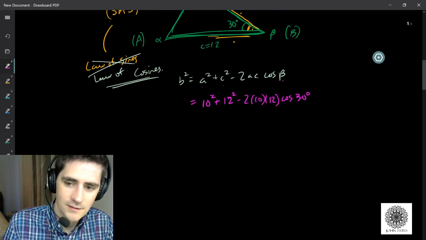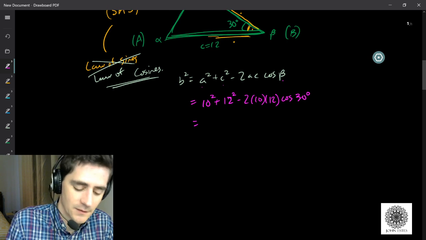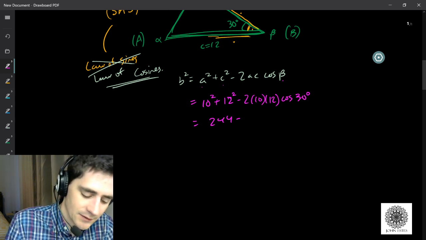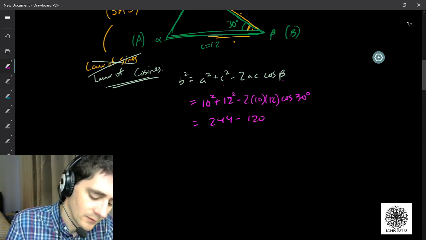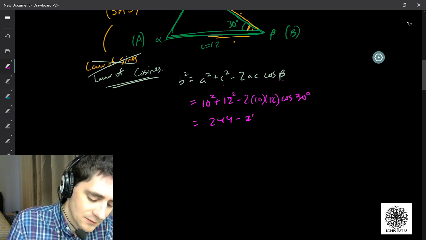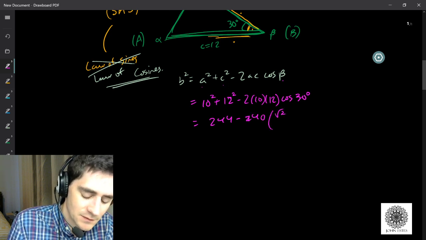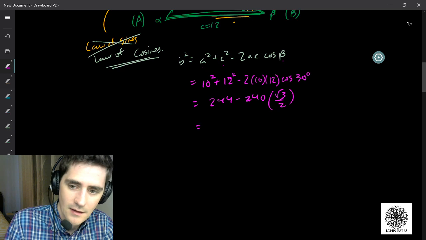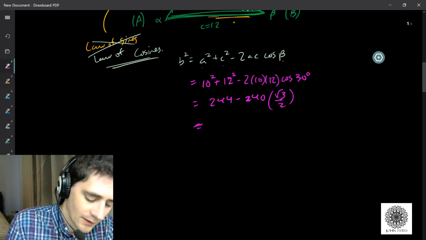That's just a matter of doing the arithmetic. You get 244, right? That's 100 plus 144. Then 240 times cosine 30, which is root 3 over 2, so the 240 and the 2 cancel out to give you 120 root 3. That's b squared. So b squared equals 244 minus 120 times the square root of 3.